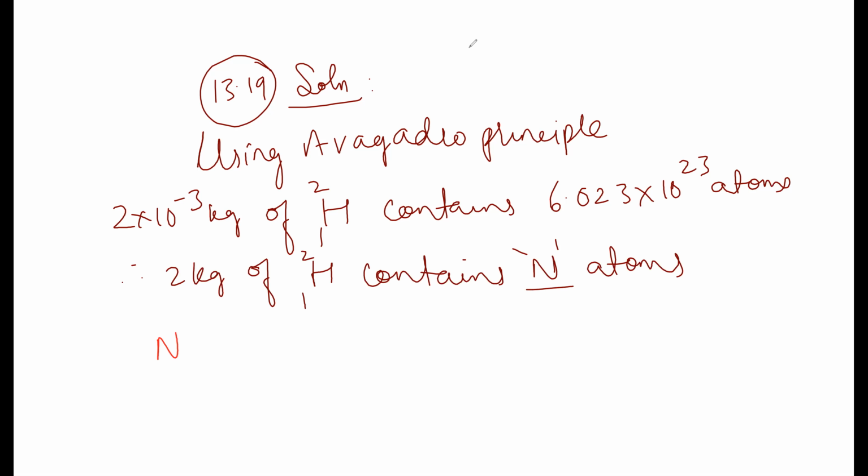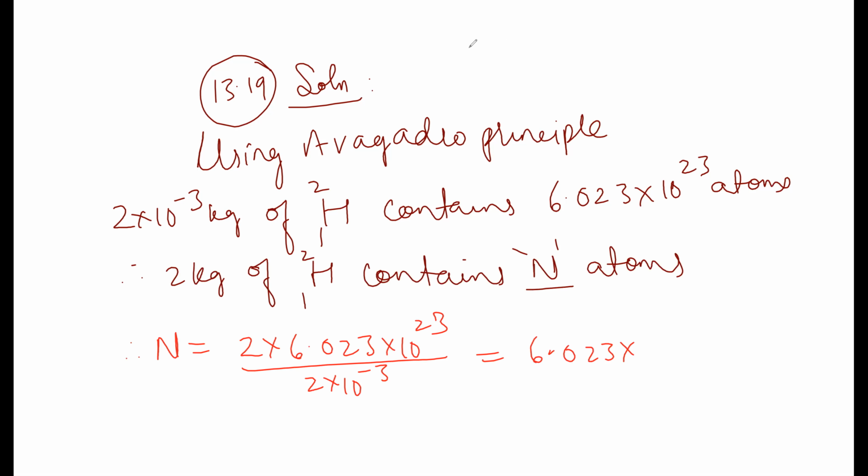So it is calculated by making cross multiplication: 2 into 6.023 into 10 to the power of 23 divided by 2 into 10 to the power of minus 3. Then on simplifying we get 6.023 into 10 to the power of 26 atoms.